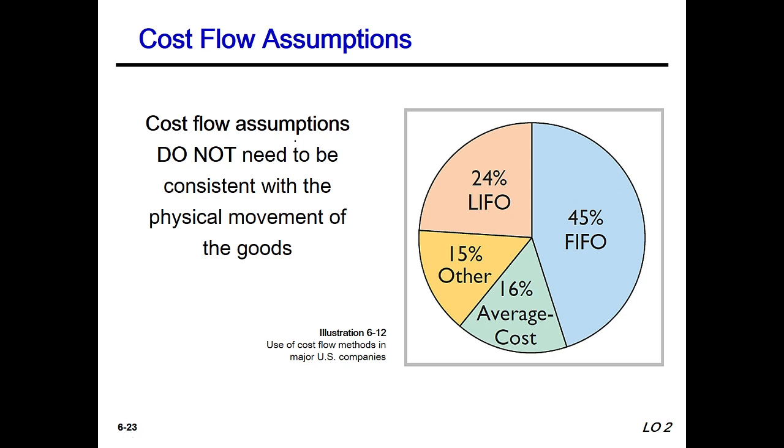Cost flow assumptions do not need to be consistent with the physical movement of the goods. Actually, this is the American company. They follow the FIFO method 45%, average cost 60%, and LIFO 24%. I think that is clear to everyone.